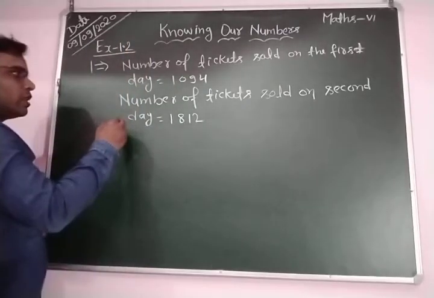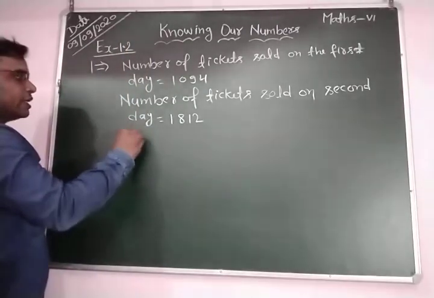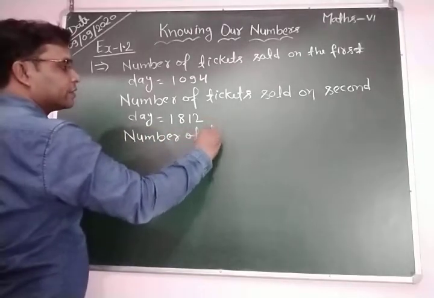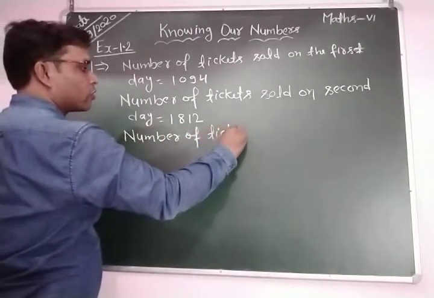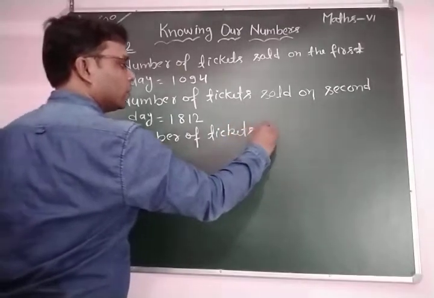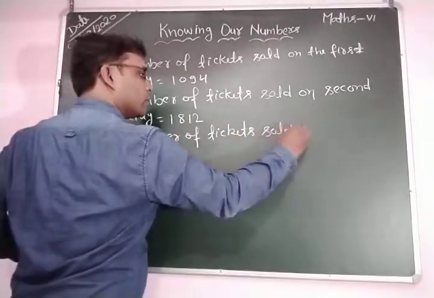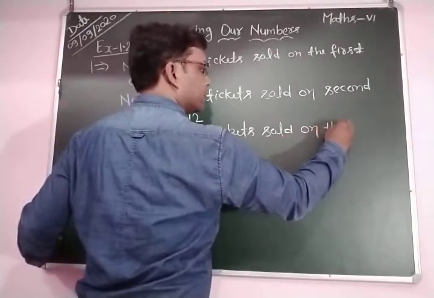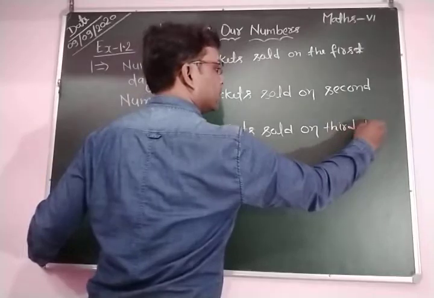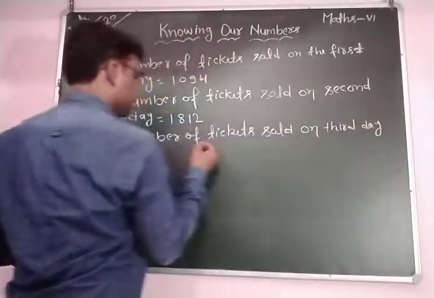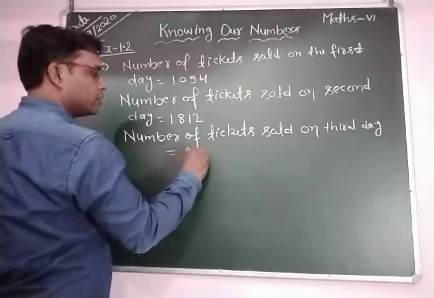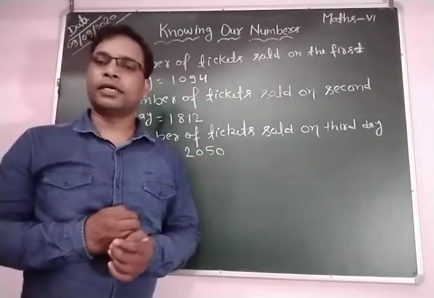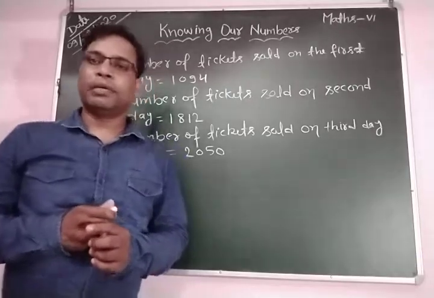How many tickets were sold on the third day? You can write here, number of tickets sold on the third day is equal to 2050.